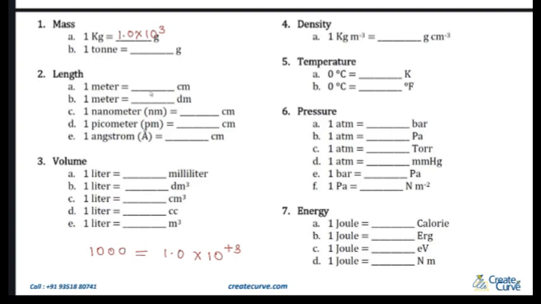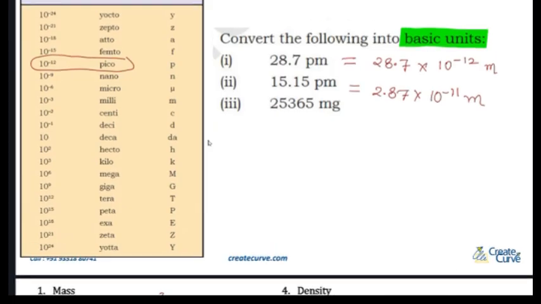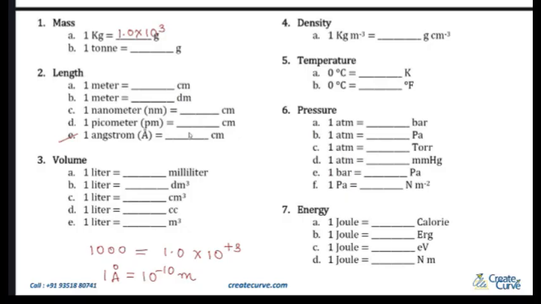Let's talk about length. Let's say I'm writing in terms of angstrom. So here it is written: 1 angstrom is equal to how many centimeters? If you go back to the table, you can see where it is written. It's not written here, but I'll just refer to it. 1 angstrom is actually equal to 10 to the power minus 10 meters. So by that logic, if we apply it in terms of centimeter, it will be written as 1.0 times 10 to the power minus 8 centimeter.